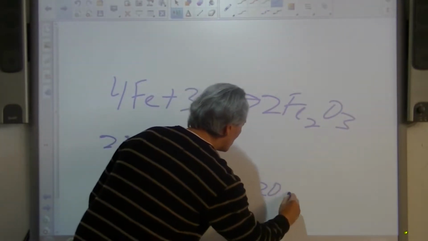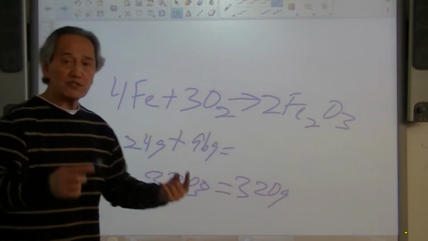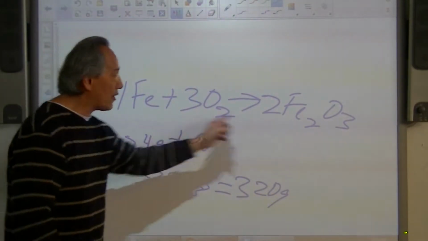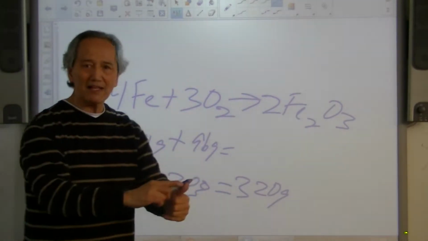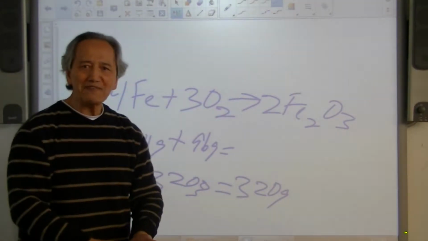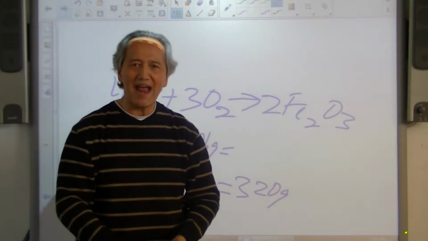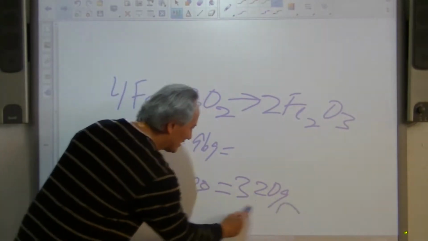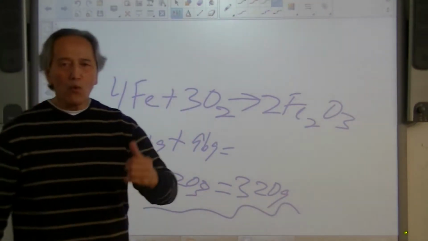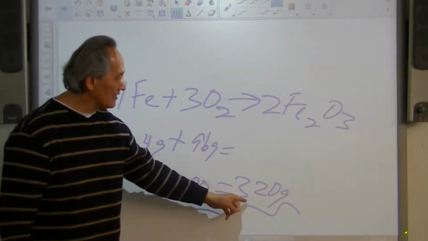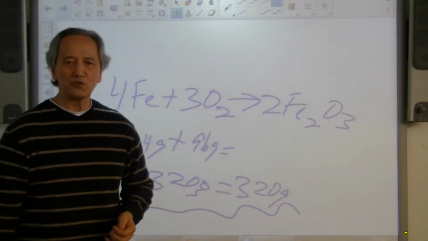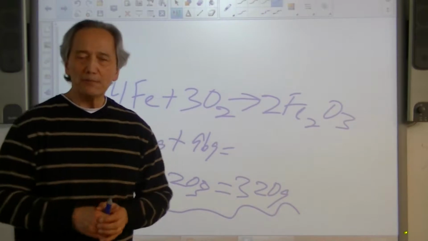And so what did we identify? First of all, we've identified that the chemical equation in fact is balanced. And secondly, we have not violated the law of conservation of mass. It is still intact. What we started with, we certainly ended with: 320 grams. Okay, let's go ahead and move forward.